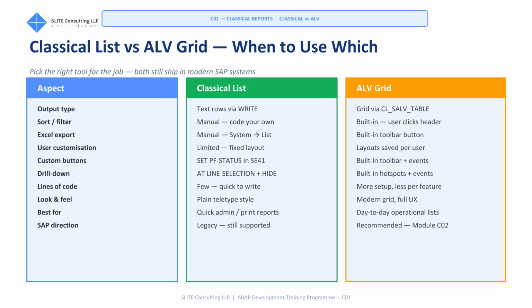Use classical lists when you are maintaining existing classical list code, when the business requires a fixed-format printout where exact character positioning matters, such as a pre-printed form, or when you need a specific output event like TOP-OF-PAGE that has no ALV equivalent. We cover ALV in the next 2 modules: C02 for the functional API, and C03 for the object-oriented approach.